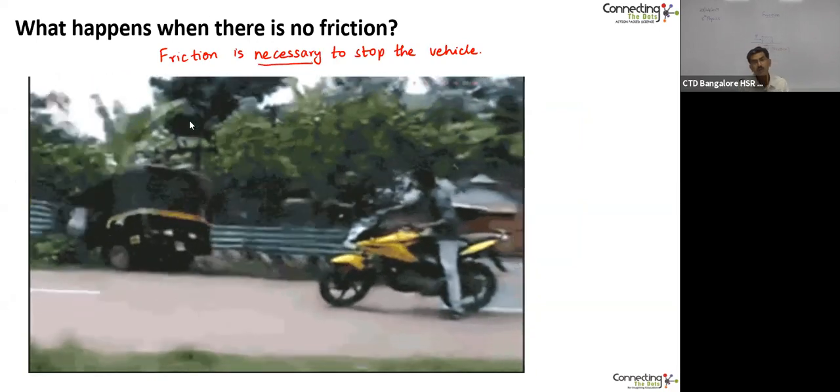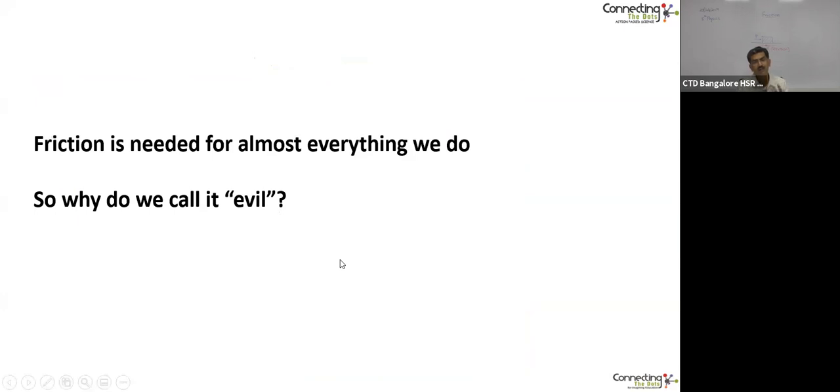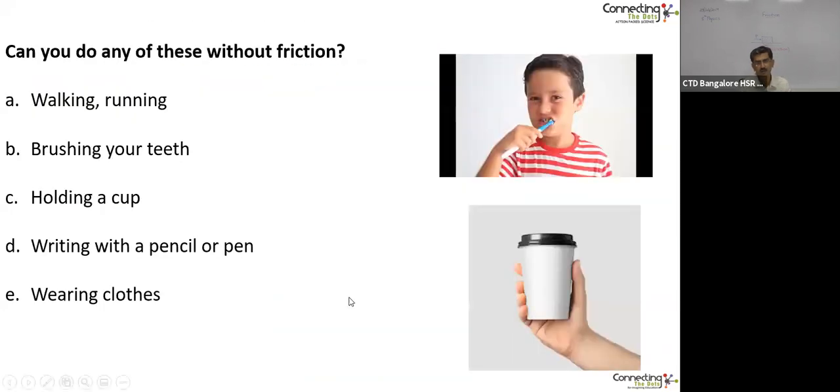So we have seen so many examples where friction is necessary. Friction is needed for almost everything we do. Right? We started with some of these actions: walking, running, holding something with our hands. All of these are possible because of friction.